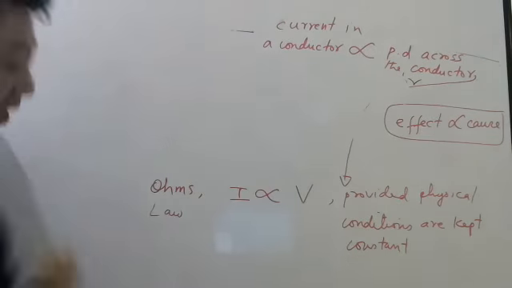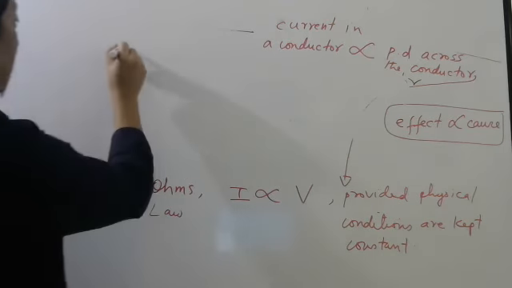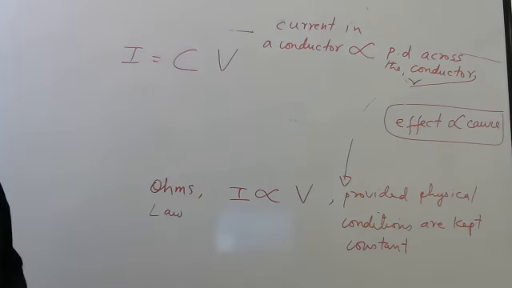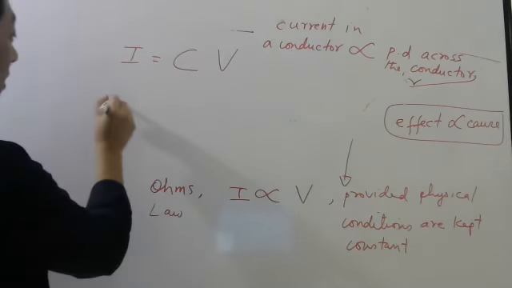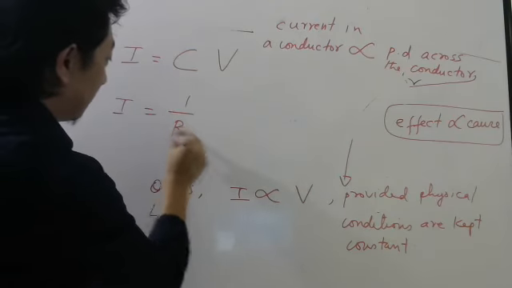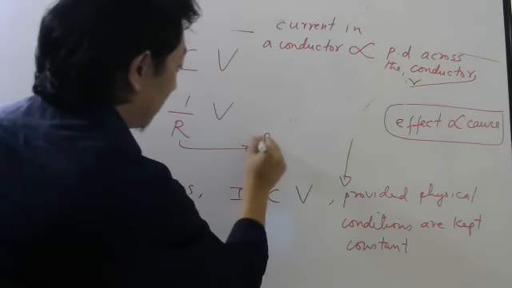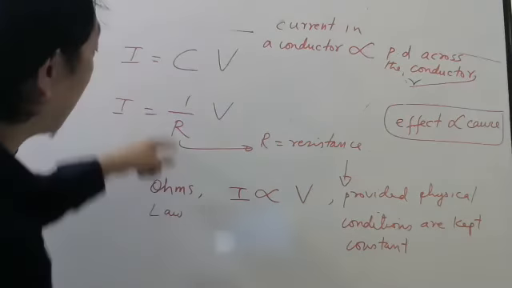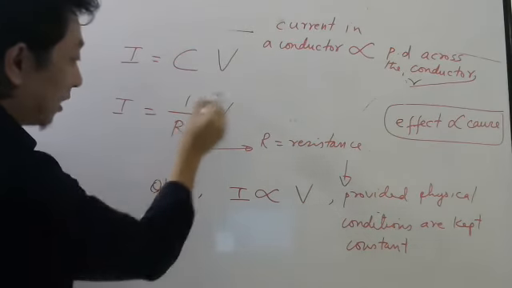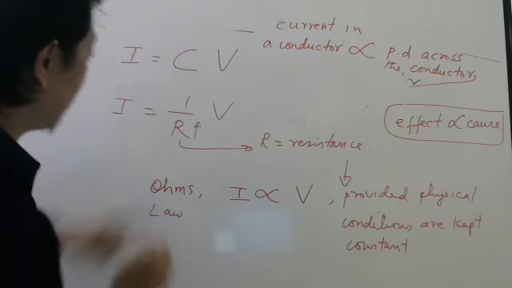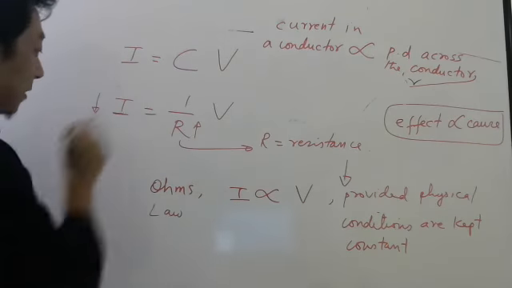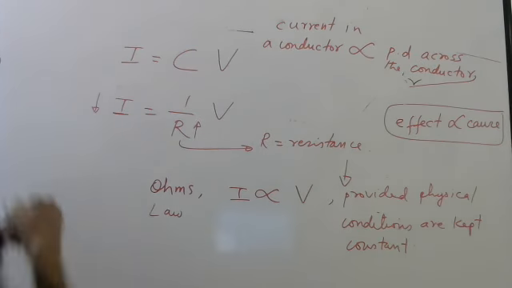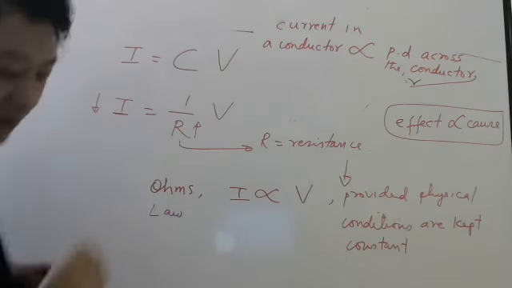Now, when we write a constant here, I equals to, some constant will come, let me write as C. That C we write as 1 by R, and R is nothing but your resistance. Why do we write 1 by R? Because when resistance is more, for the same potential difference, current should be less. So for that purpose, we write this constant as 1 by R. In books, actually, they don't write this part. Directly, they write this part.